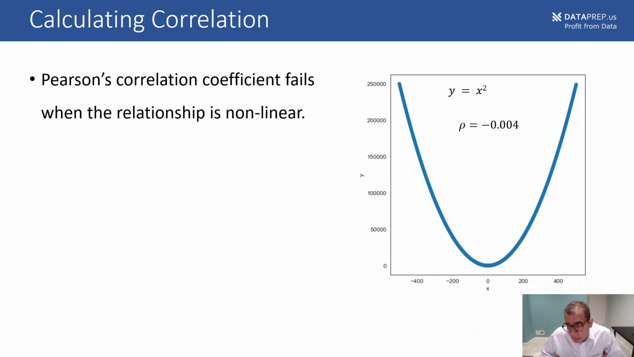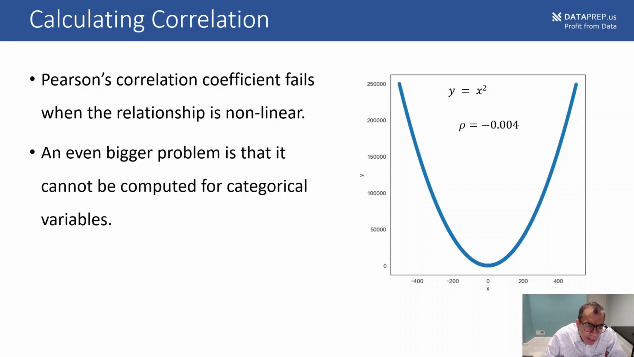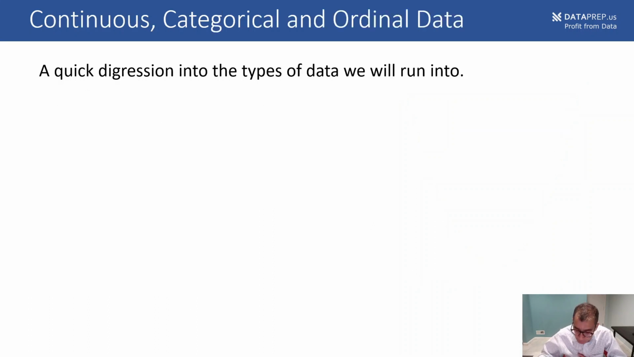So how do we deal with this limitation? That's a question. And an even bigger problem is that when we have categorical variables, and categorical variables are really just categories like gender, names of countries, species of animals that are not numbers, then Pearson's correlation coefficient cannot be calculated. It can only be calculated for numbers.